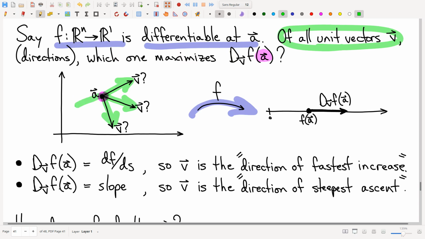I'm trying to make these look like unit vectors. All possible unit vectors. Each one of those unit vectors, of course, would give me a certain value of the directional derivative. And I would like to know which one maximizes that directional derivative. Each direction gives me a directional derivative. Sometimes the directional derivative is more, sometimes it's less. Which one of these makes it as big as possible? Now this, I claimed, is a really, really natural question.